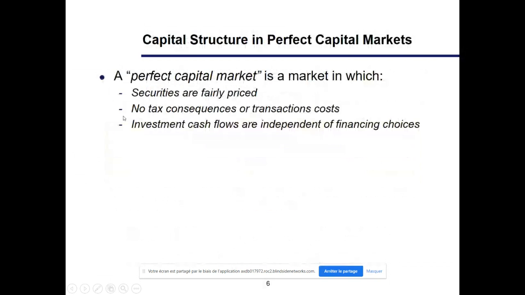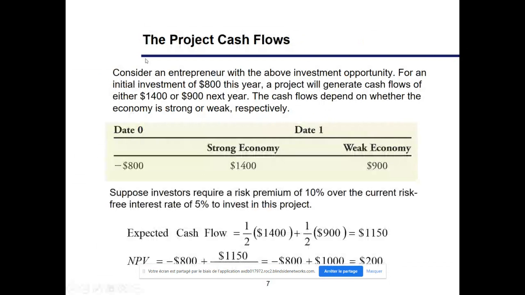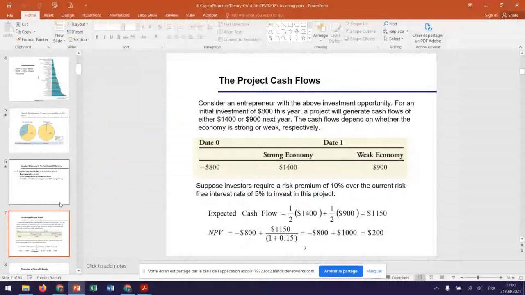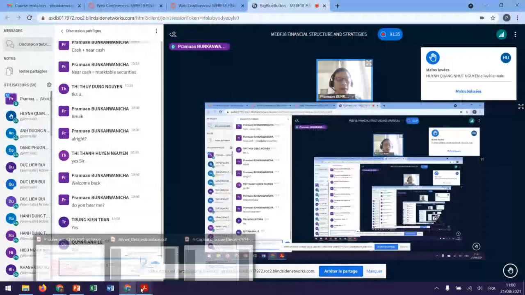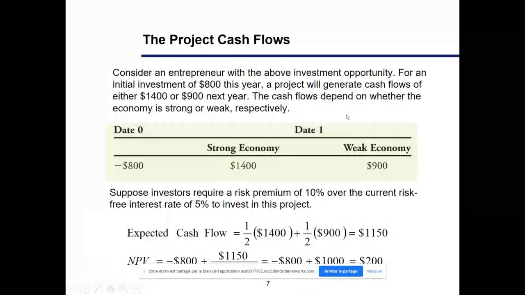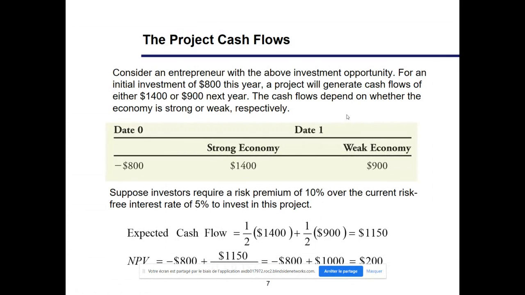To illustrate it, what I like also in Berk and DeMarzo is that they give you a simple example to give you some idea that you can observe and understand. Let's assume you are going to have a new business. You are an entrepreneur where you have a project, an investment opportunity. Your investment opportunity needs an initial investment of 800 this year. The project will generate cash flows next year with two probabilities. If the economy goes well, a strong economy, your project will generate a cash flow of 1,400.